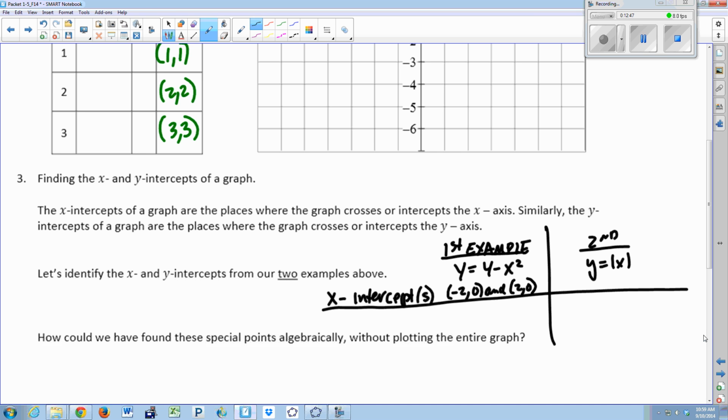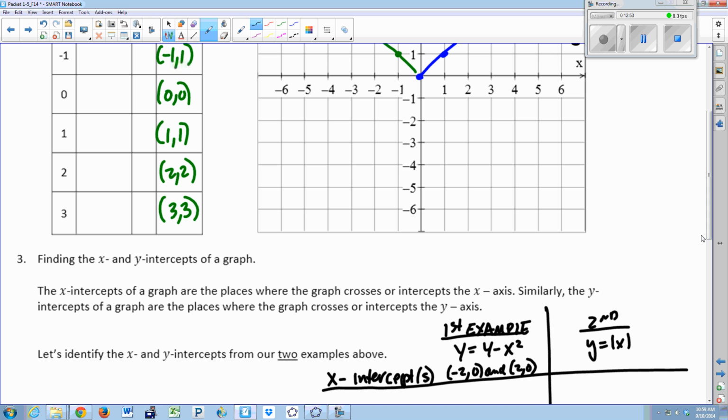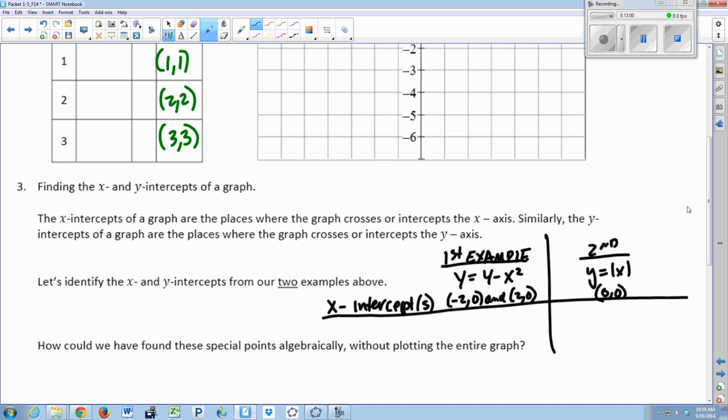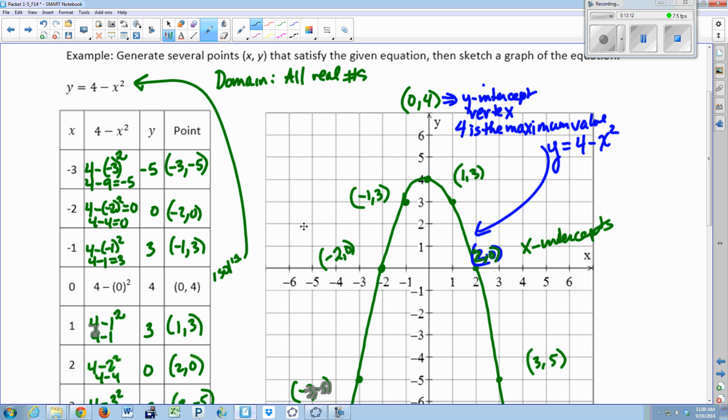And what about for the absolute value, which is right here? What did we get for the x-intercept? 0, 0, right. Okay. Now the y-intercept is where our graph crosses the y-axis. So if we go back real quick to our first picture, the y-intercept here is... Katie, what's that one?